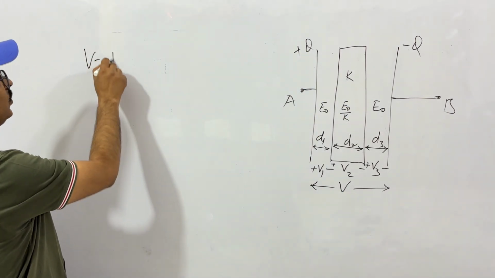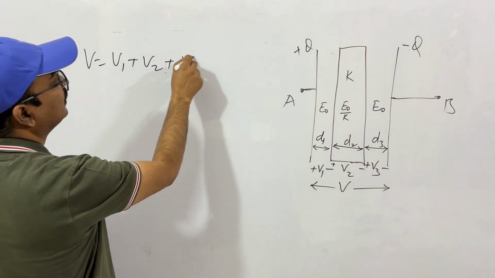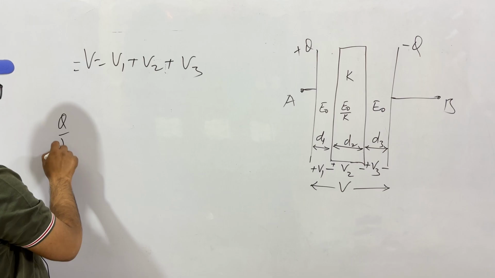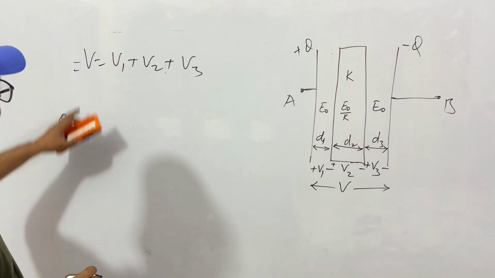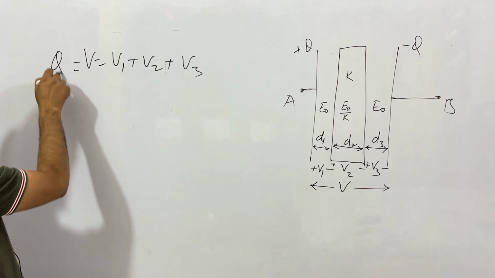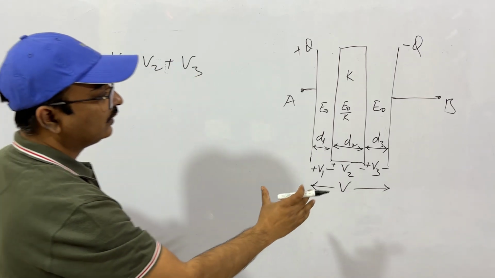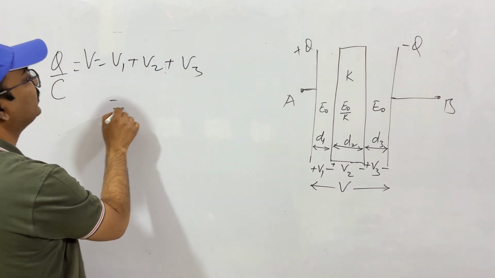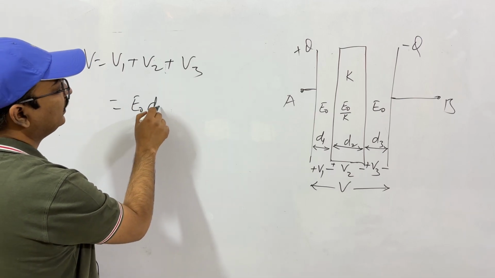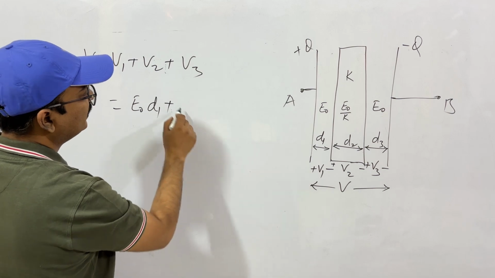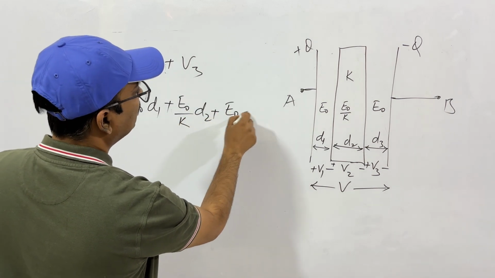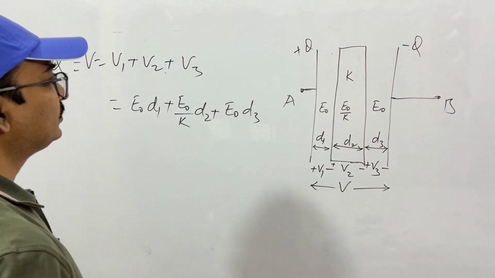So we have V equal to V1 plus V2 plus V3. Clear? V can be written as Q by C, the net capacitance, where C is a constant. Now this is V1 plus V2 plus V3. V1 is E0 into d1. Then V2 is E0 by K into d2, and then E0 d3. Clear up to this?